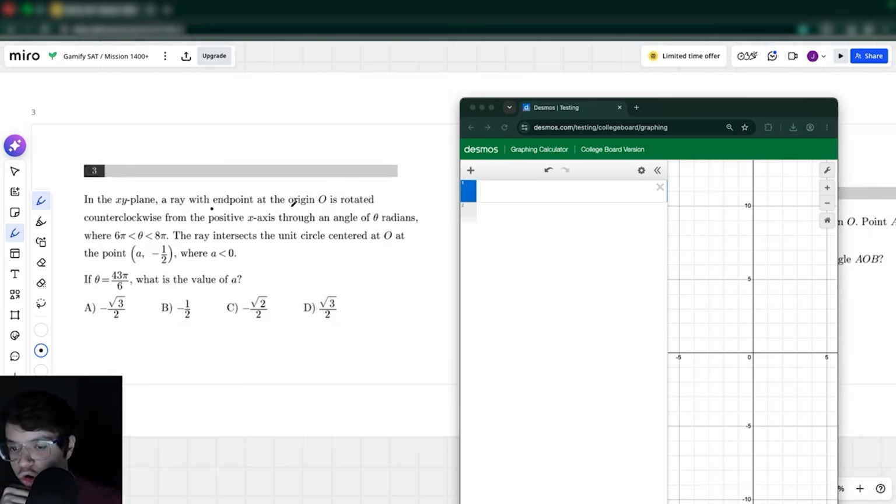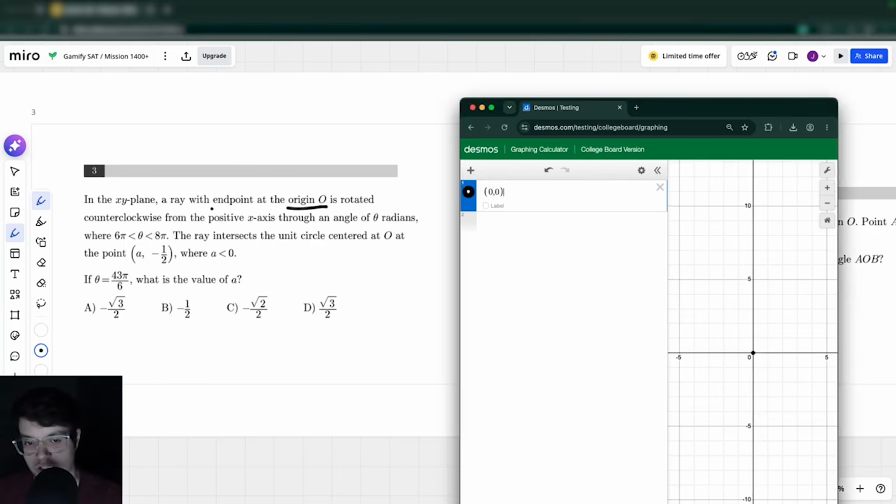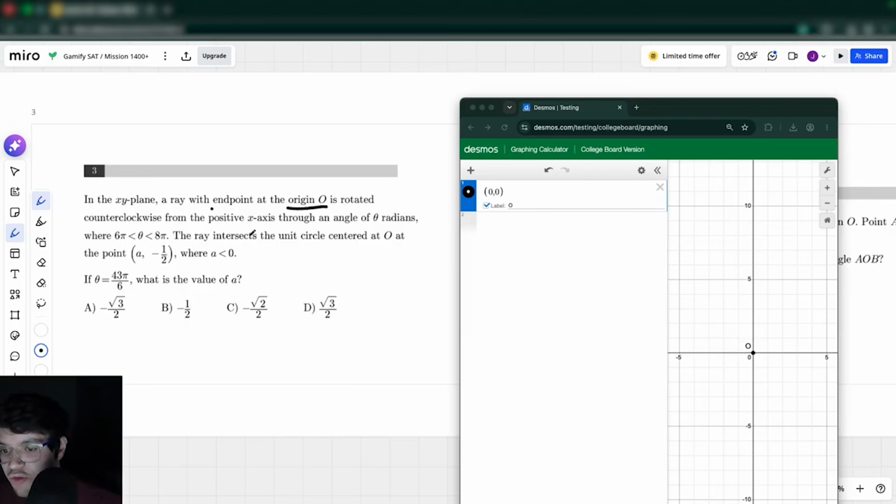Now we have this one here where we have an origin at 0. I'll just write that as 0, 0, because we always know that's going to be the case for these kinds of problems. And then it says it's rotated counterclockwise from the positive x-axis. That's not as confusing as it sounds, it just says it's like a regular angle. And then it says it has this amount of radians, where this is less than that, is less than that. So a bunch of information that may seem really important.